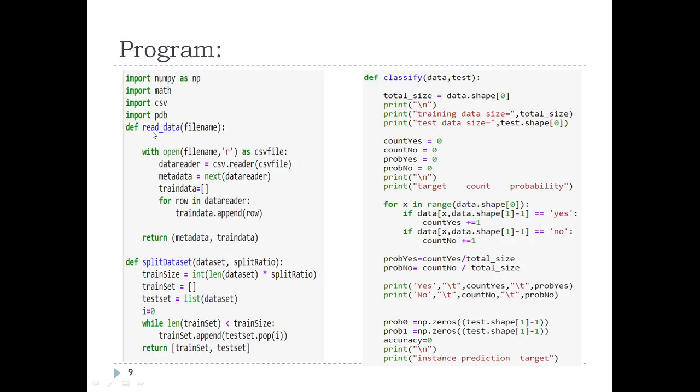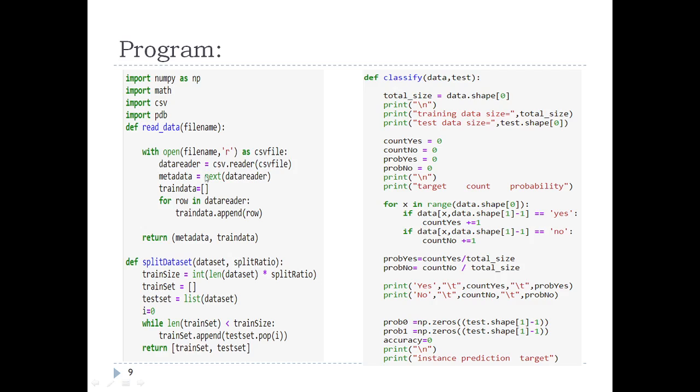So we have a function that is read data. So we need to read the training data set. So here this is a function for that. Here we'll be reading the data, the CSV file as a CSV file, and we'll be opening this file in a read mode. Then the CSV.reader will read this CSV file and it will copy that into a data reader.